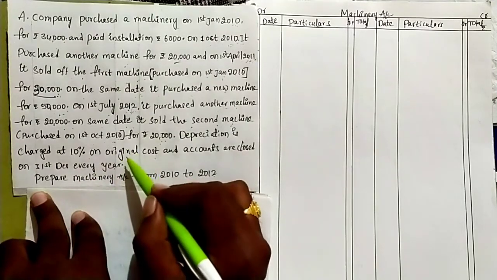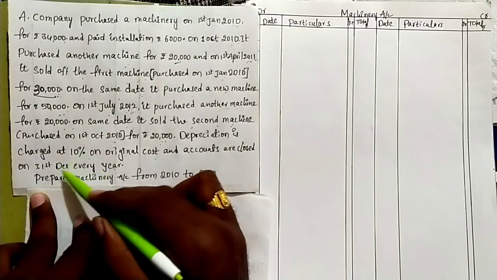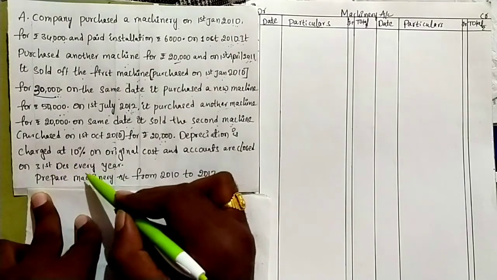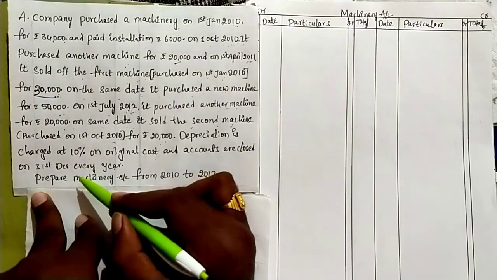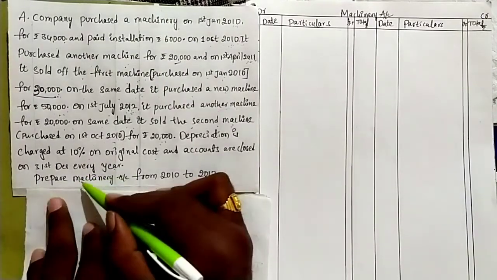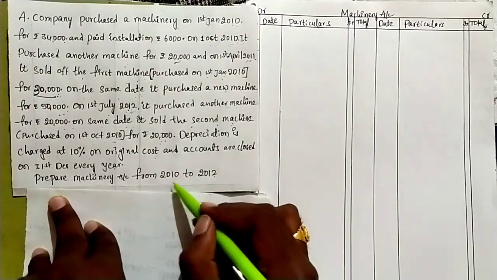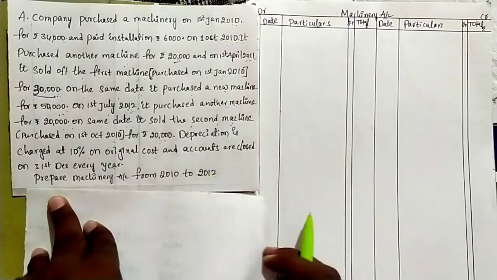Original cost method is given, means straight line method is given, and also calendar year is given, December 31st, end of the year. Calendar year starts from January 1st to December 31st. Prepare machinery account from 2010 to 2012. 2010 to 2012 means 3 years we have to prepare.